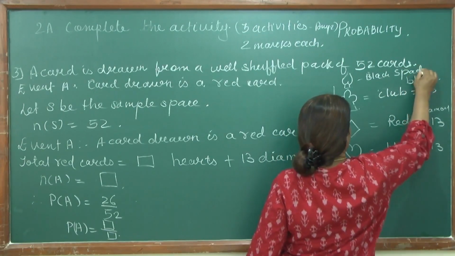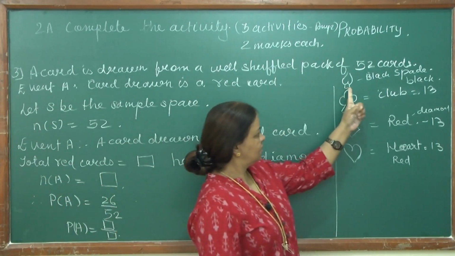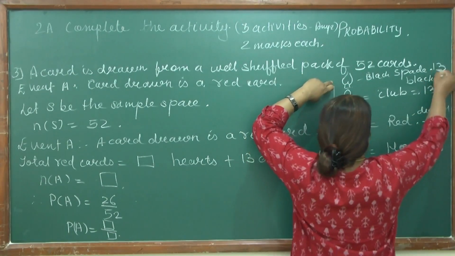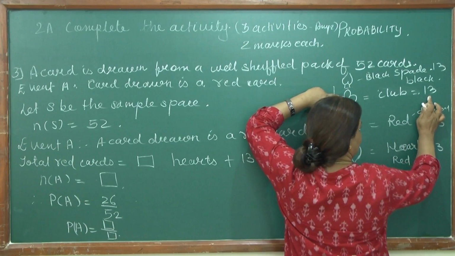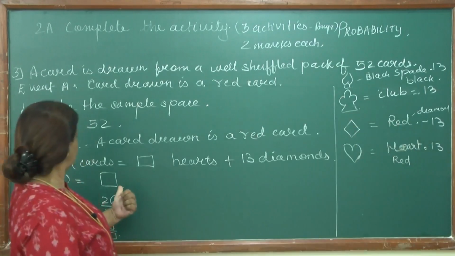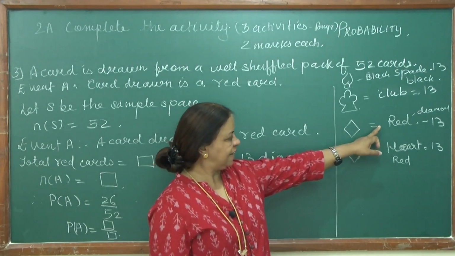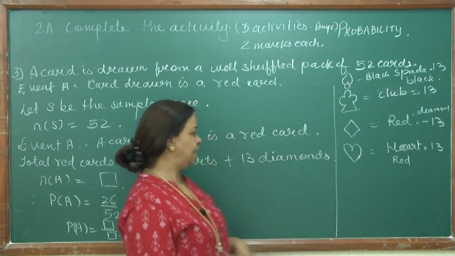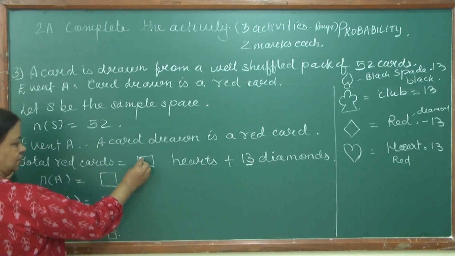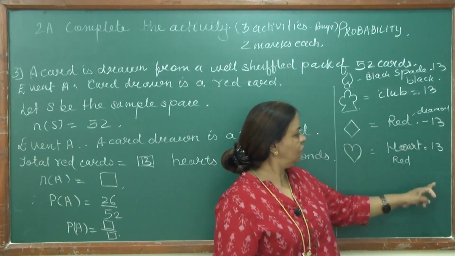Spade. Most of you must be playing cards, and at that time you would have seen that there are 13 black cards which are spade, 13 clubs which are black, diamond 13, heart 13. So here the question is, total red cards how many are there? See, there are only 2 red suits: diamond 13 red cards, which is already given for you, and 13 hearts. When you add 13, 13, 13, 13, total 52 cards.